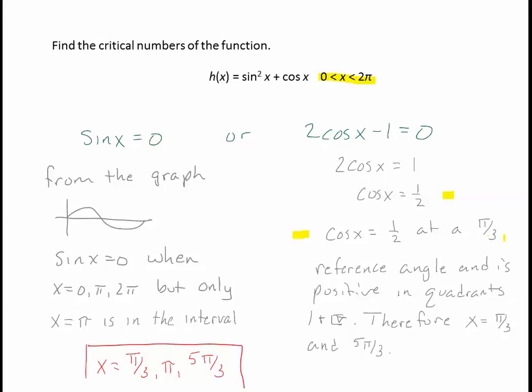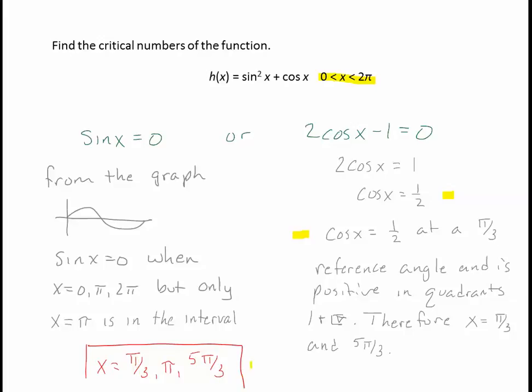A pi over 3 reference angle will give us positive in quadrants 1 and 4. Therefore, pi over 3 is in quadrant 1, and a reference angle of pi over 3 in quadrant 4 will give us a solution of x equals 5 pi over 3. Combining these answers, we have the critical numbers, not the points, as pi over 3, pi, and 5 pi over 3.